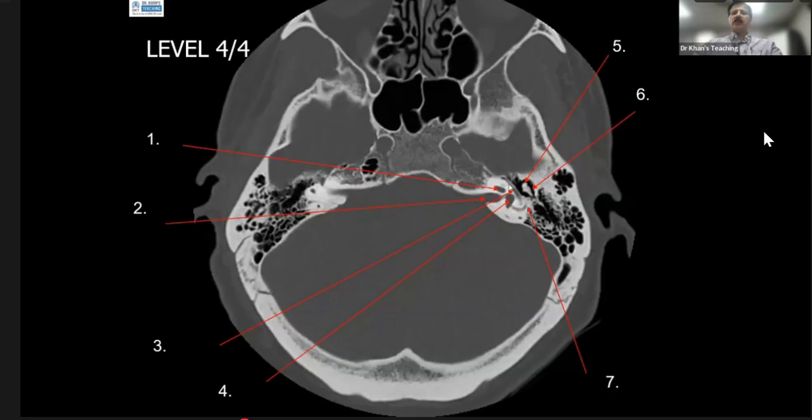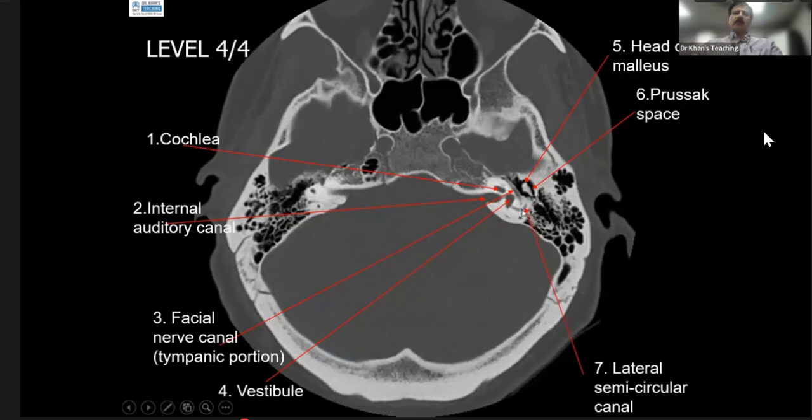This, which is projecting here. Yeah, this is a bit harsh because there is a bit of partial voluming. So this is the tympanic portion and there is partial voluming. This is the lateral semicircular canal. But I do accept that this is a bit harsh. Prussak's space is out of the malleus, and part of the cochlea, if you have mentioned the turn, it is fine. This is the internal ear. This is the vestibule. Right.